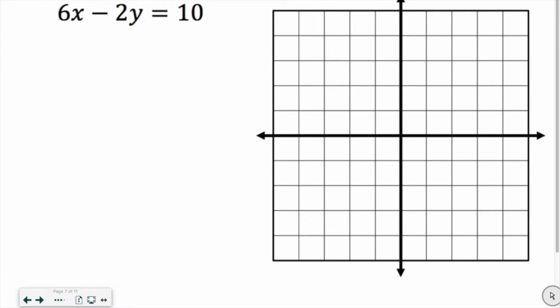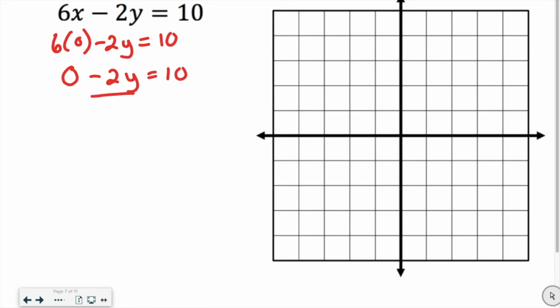All right, again, same thing here. So we're going to substitute 0 into our x, and that gives us the y-intercept. So 6 times 0 minus 2y equals 10. This turns into 0 minus 2y equals 10. Divide by negative 2, and you get y equals 10 divided by negative 2, which is negative 5. So down here, negative 5 is our y-intercept.